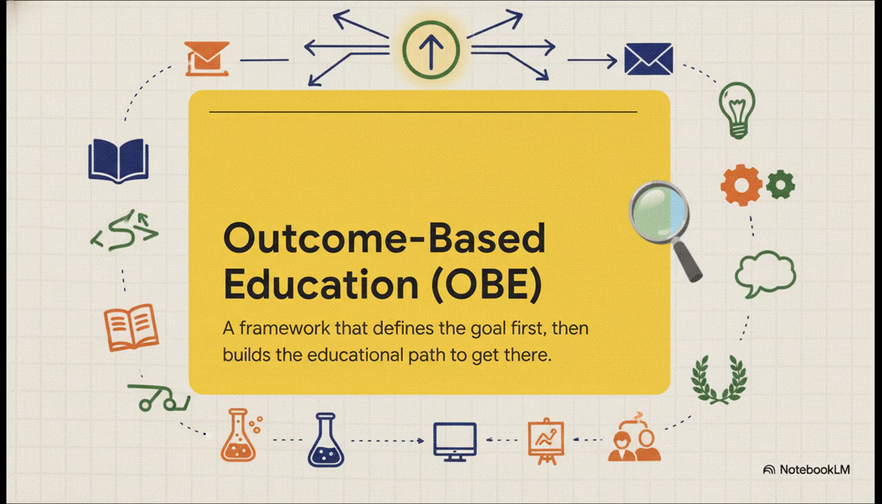Instead of just starting with a big list of subjects and kind of hoping it all works out, OBE flips the whole script. It asks, okay, when this is all said and done, what do we want our students to actually be able to do? Then, and only then, it designs everything, the classes, the projects, the exams, working backwards from that specific goal.